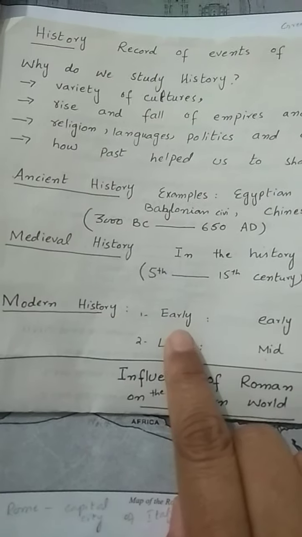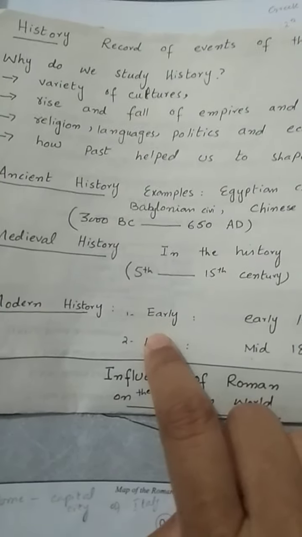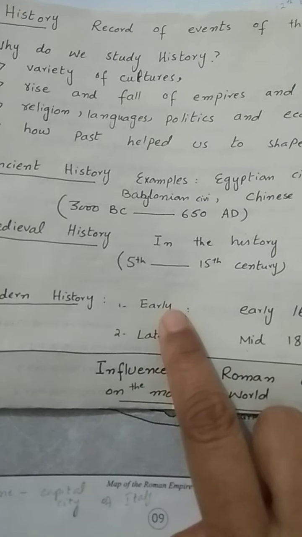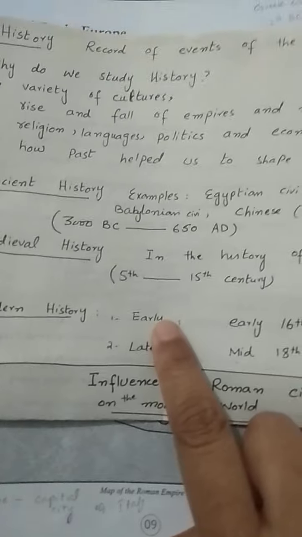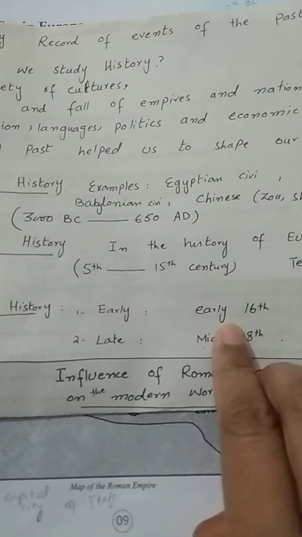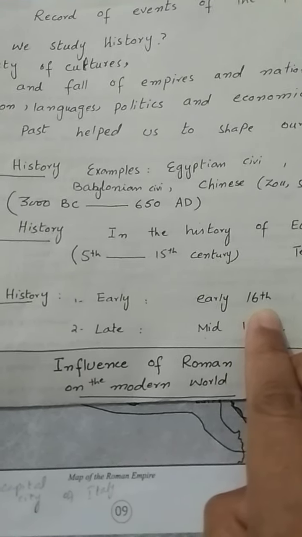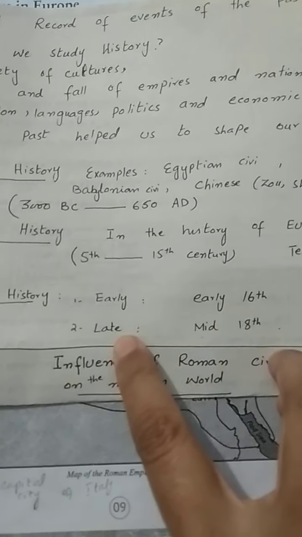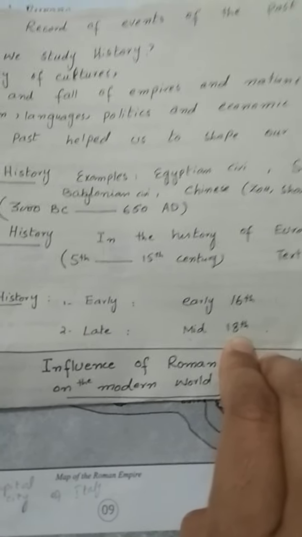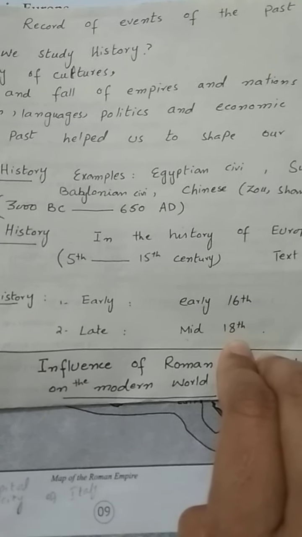Now the modern history is divided into 2 parts: the early modern history and the late modern history. The early modern history started around the early 16th century AD, and the late modern history started around the mid 18th century, and this also refers to European history.